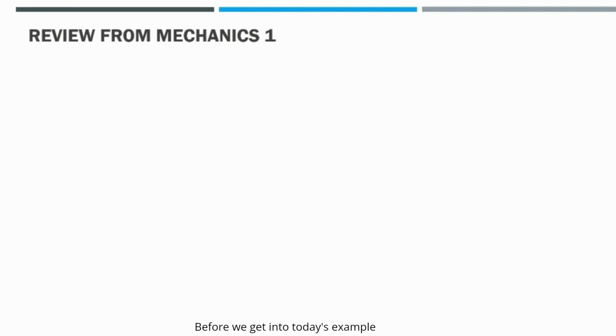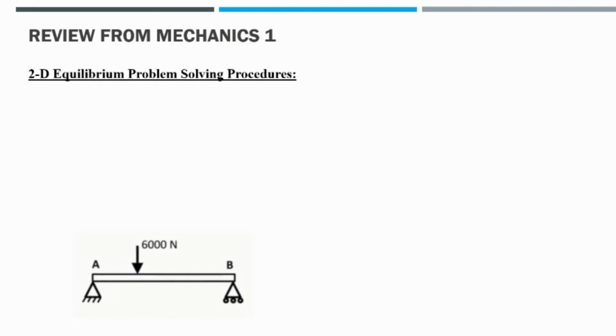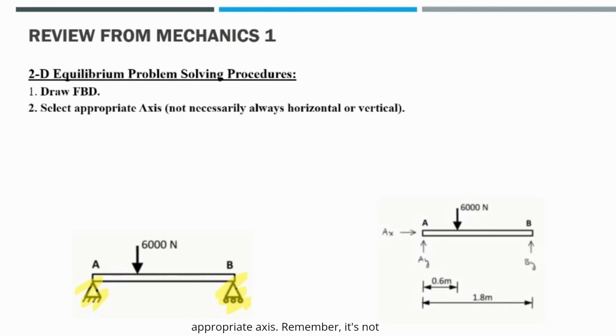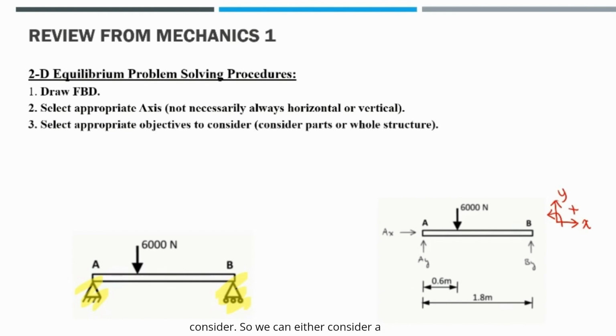Before we get into today's example problem, let's look at some 2D equilibrium problem-solving procedures. Let's bring back the example we used before, with the pin support and the roller support. First, let's start off by drawing our FBD, which is our free body diagram. Next, select an appropriate axis. Remember, it's not necessarily horizontal or vertical, but in our case, it will be. Third is select appropriate objectives to consider. So we can either consider a part of the structure, if we have a complex structure, or the entire structure. In our case, we're going to be considering the entire beam.